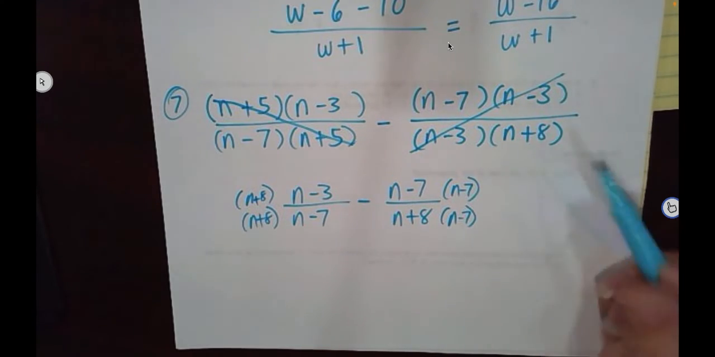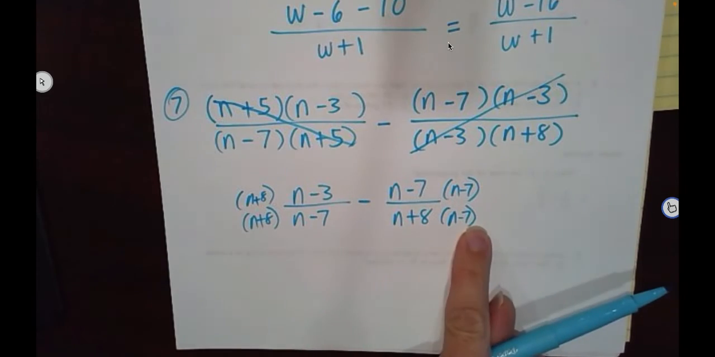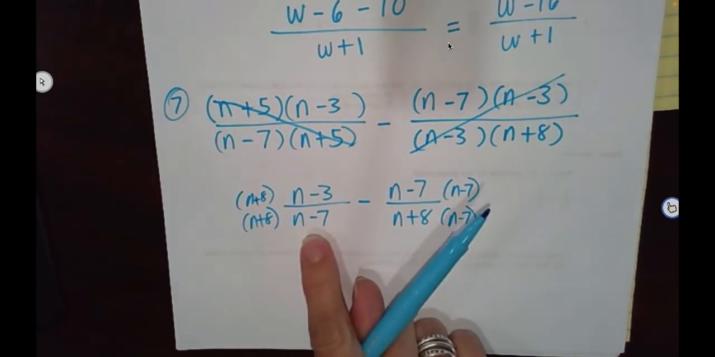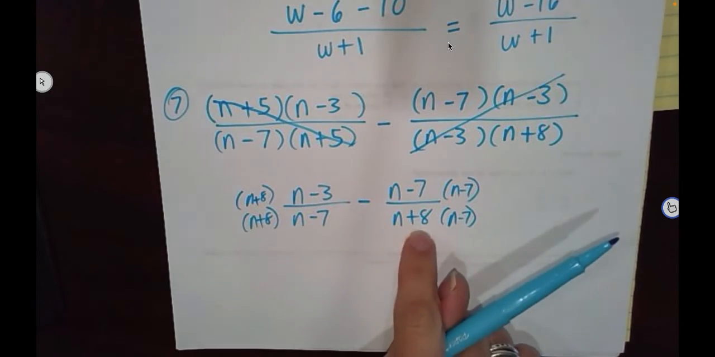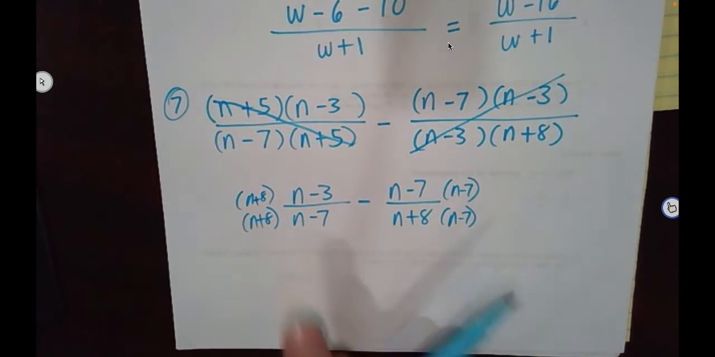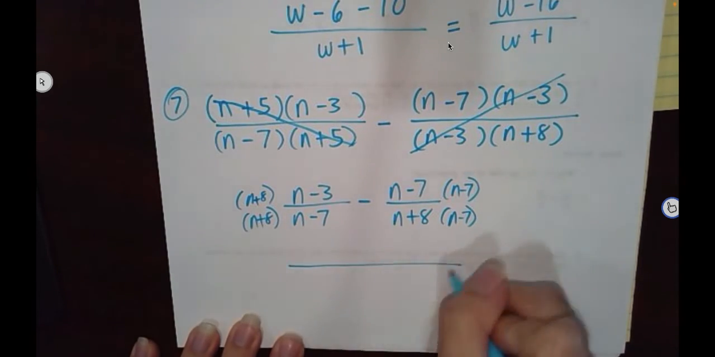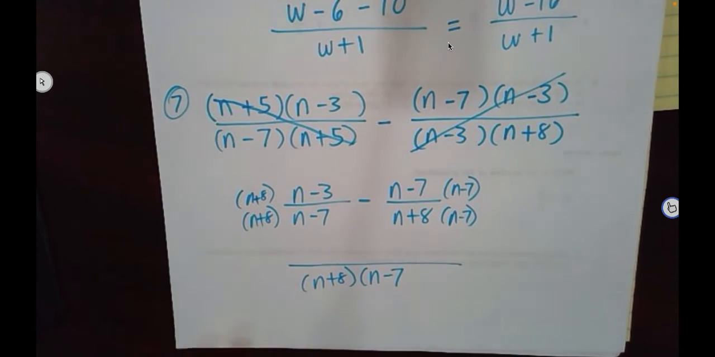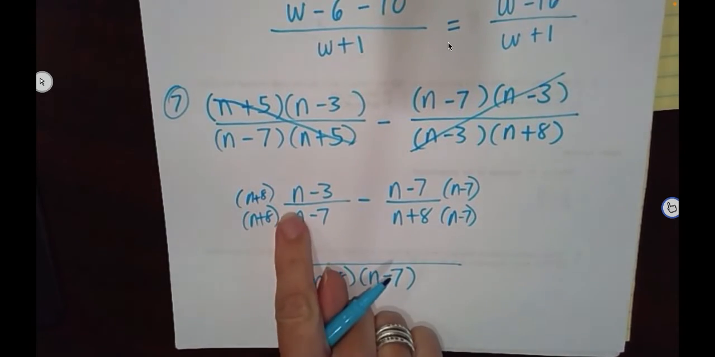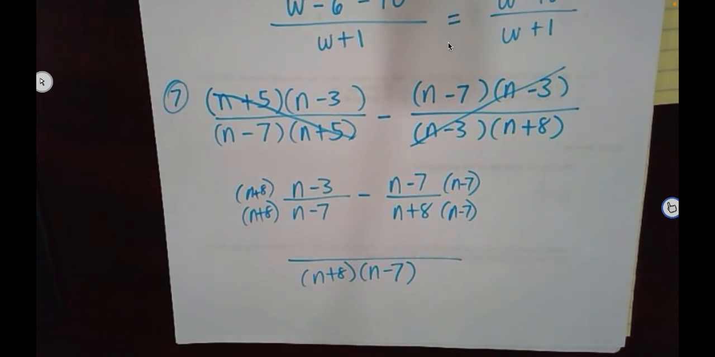No, the N minus 7 is right here, and it's not over here. This denominator must be over here. It was confusing because the N minus 7 is in the numerator on the other side. Just don't worry about that. Just leave it alone. Okay. N plus 8 and N minus 7 are in my denominator. Now we have to FOIL both the numerators.